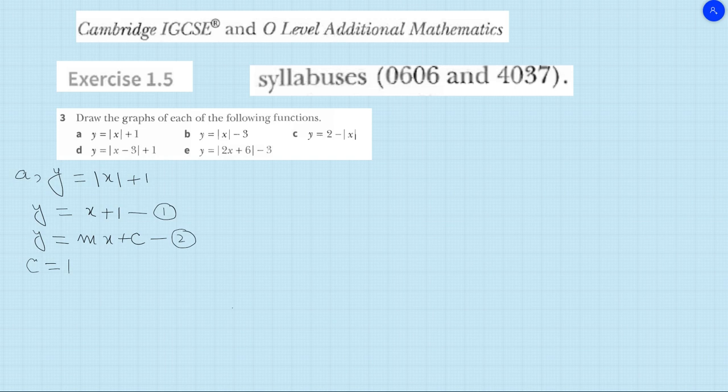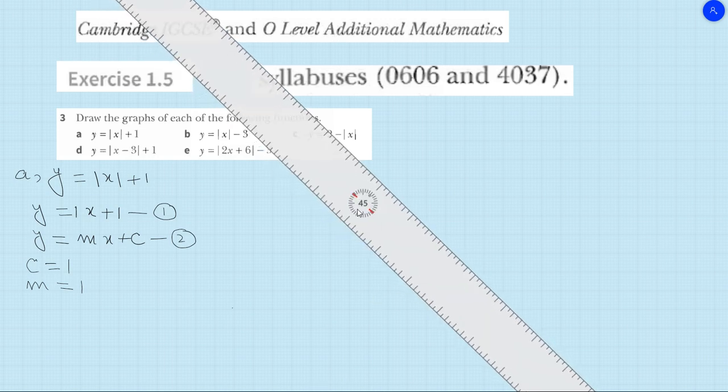Now find the value of gradient m. What is m? M is the coefficient of x. So in equation number 1, the coefficient of x is nothing, and we must know that if nothing, then 1. Therefore the value of the gradient is 1. Now we have to draw the straight line y is equals to x plus 1. In order to draw, we first need to draw the perpendicular lines like this. I'm going to show you.